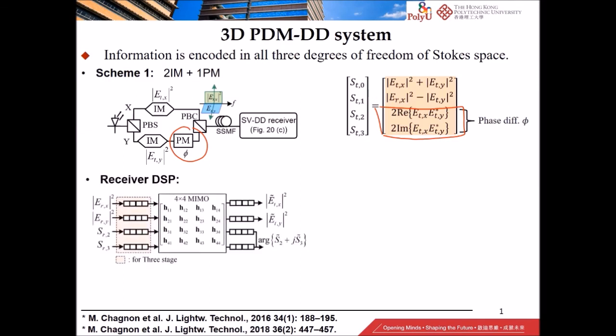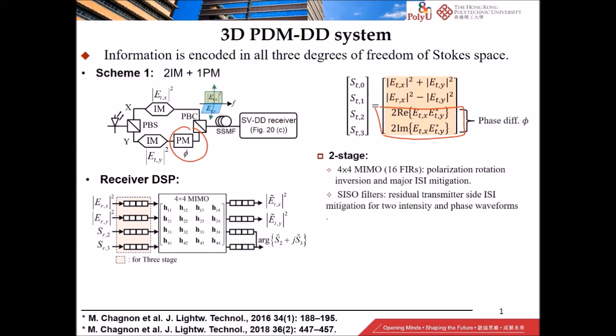And in terms of the receiver DSP, there are a few ways you can do it. You can have a 2-stage setup. Basically, that will be a 4x4 MIMO that tries to estimate and equalize the polarization rotation, followed by single in, single out filters. This is again to mitigate the residual transmitter intersymbol interference of the 2 intensity and phase waveforms.